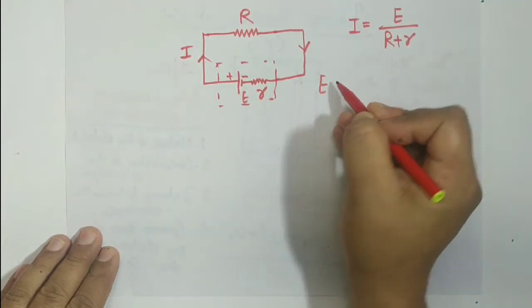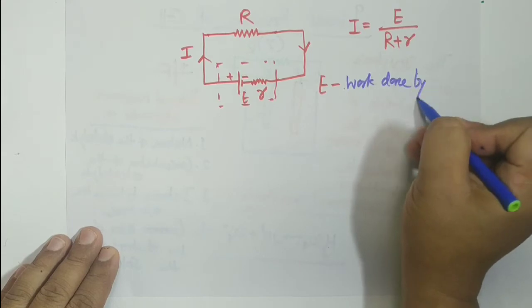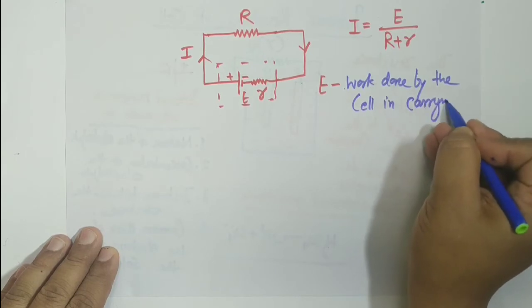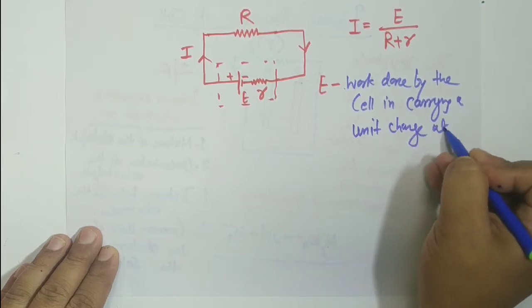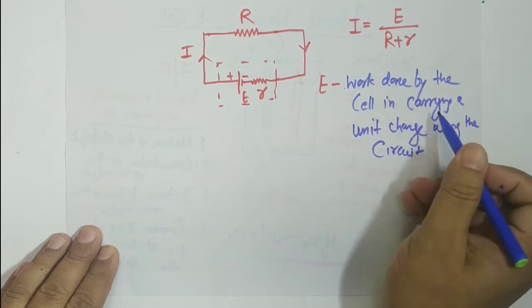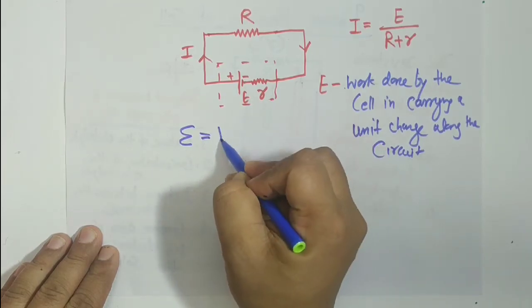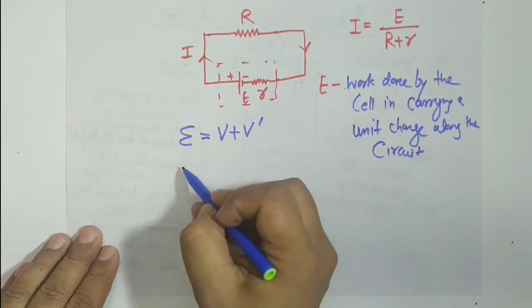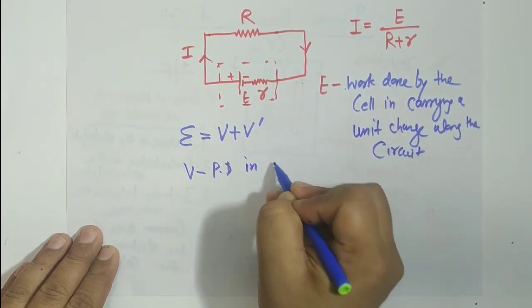If I ask you what is EMF, you will say EMF is the work done by the cell in carrying a unit charge along the circuit. So that means EMF is the work done by the cell in carrying it. And that EMF is equal to what? Two types of potential. One is V and one is V dash. Now if you ask me what is V, V is the potential difference in carrying a charge.